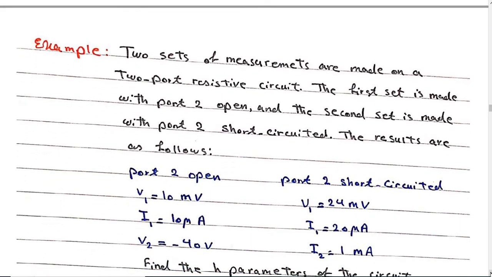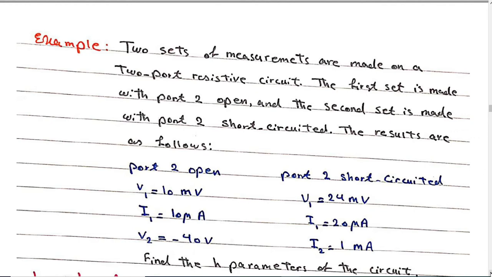Example, we have two sets of measurements on a two-port resistive circuit. Okay, the first set is made with port 2 open. So when we say port 2 open, it means I2 is 0. So for the first port, when we say port 2 is open, I2 is 0. We have this set of measurements.